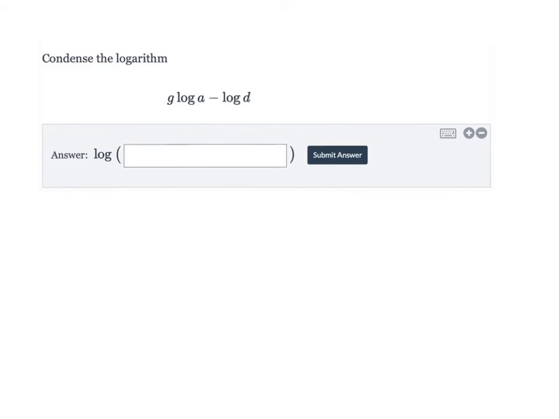Now I'd like to do the next example, which is condensing. So condensing is actually easier if you've already done the expansion. So what you want to do is condense this expression into one single log. So if you notice, we have a subtraction sign. So we know subtraction must mean it came from division. Notice this power was dropped. It probably came from an exponent. So really we have log of a to the g power minus log of d.